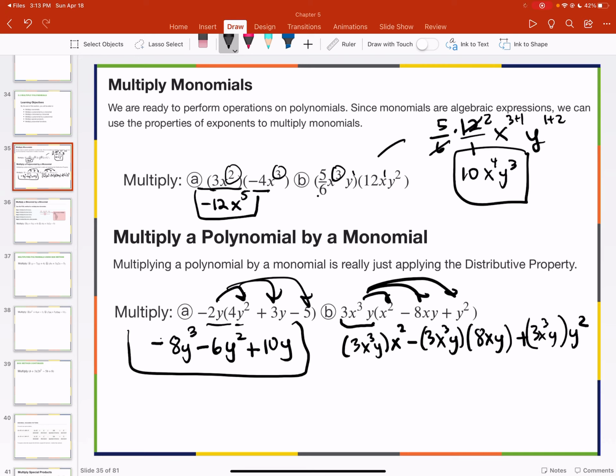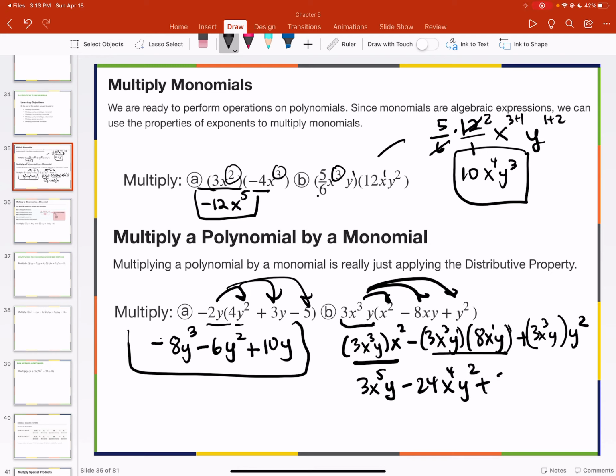So that's essentially what we're doing, right? When we distribute something, we use the distributive property. We multiply by each term. Okay, so let's go ahead and do that. So this gives me 3x to the 5th y. This will give me here 3 times 8 is 24. x cubed times x to the power 1 is x to the power 4. And y times y is, of course, y squared.